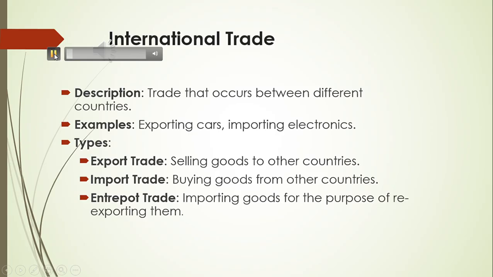Second is international trade. Description: trade that occurs between different countries. Examples: exporting cars, importing electronics. Types. Export trade: selling goods to other countries. Import trade: buying goods from other countries. Entrepôt trade: importing goods for the purpose of re-exporting them.